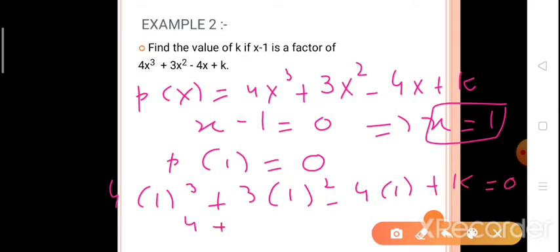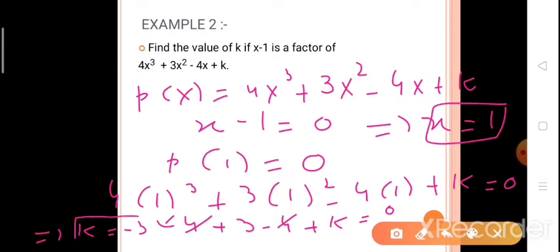So 4 plus 3 minus 4 plus k is equal to 0 here. So 4 and 4 will be cancelled. So here k is equal to minus 3. So what is the value of k here? K is equal to minus 3 here. So it is very simple.